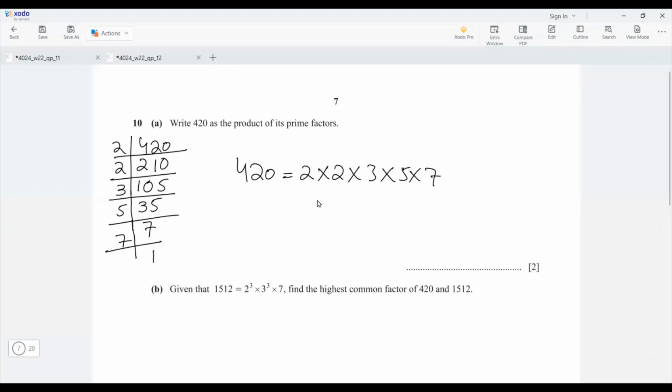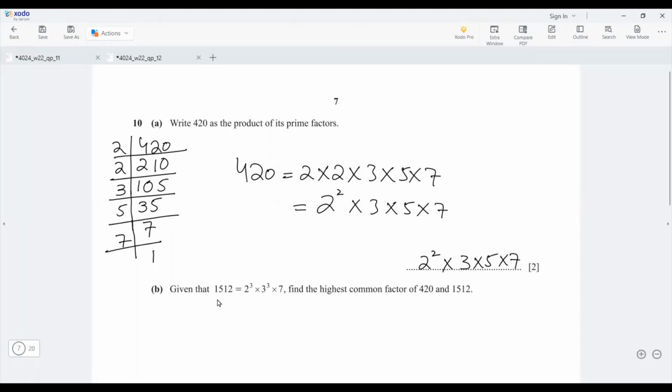So this is the answer, but there is one other way of writing it down. We can write it in index notation where it is possible. 2 is occurring 2 times, so we can write 2 squared times 3 times 5 times 7. Both answers are correct. If you write the first type of answer, that's fine. If you write the second one, both are fine, because they haven't mentioned that you have to write in index notation. They have just mentioned you have to write it as a product of its prime factors. So 2 squared times 3 times 5 times 7. This is the answer. So what about the next question?